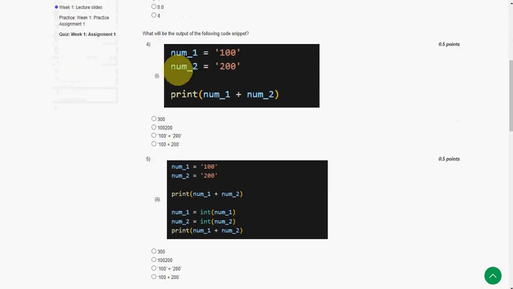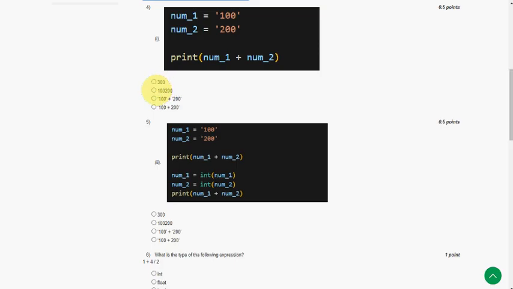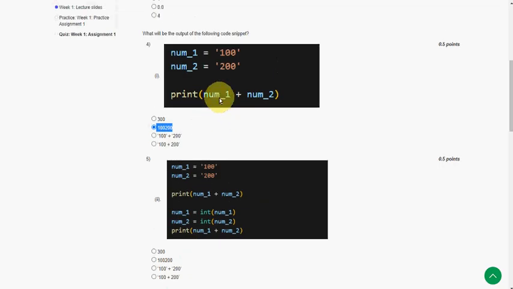And the fourth question, what will be the output of the following code snippet? When I did this in my compiler, I got the answer as second option, 100200. Actually, 100 plus 200 will not give 300 here, because these are not integers, these are strings, because they are enclosed in single inverted commas. So it is not 100 plus 200, it is a string, 100 plus 200, so it gives 100200, that is second option.